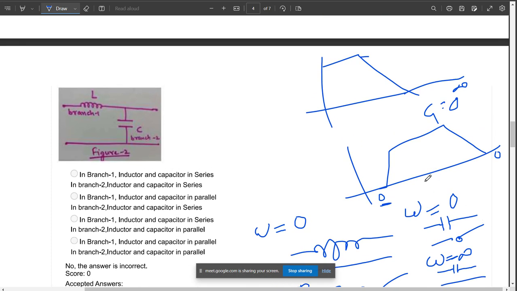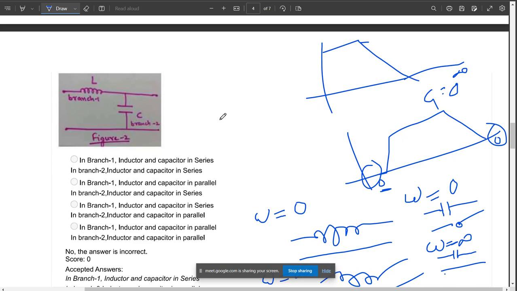So for a band pass filter, we don't want any output at 0 and at infinity, right? So in branch 1, we put an inductor and capacitor in series. And in branch 2, we put an inductor and capacitor in parallel. That is something like this.